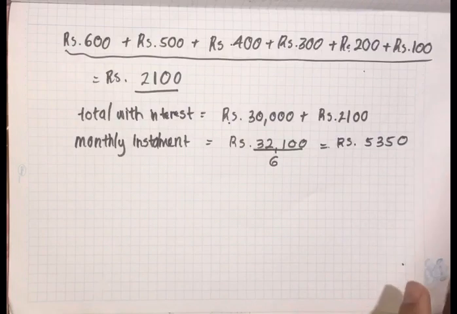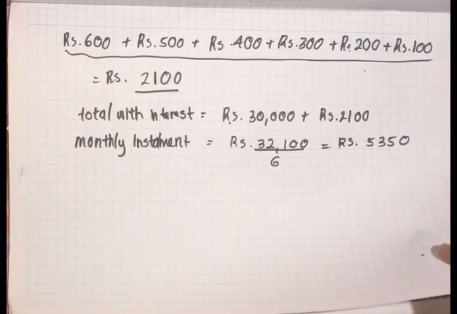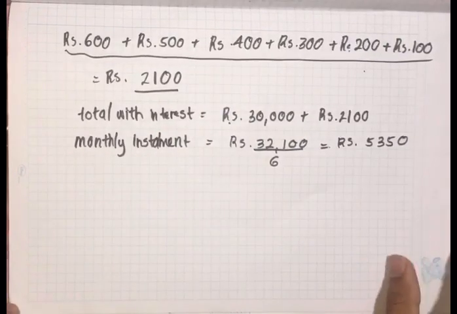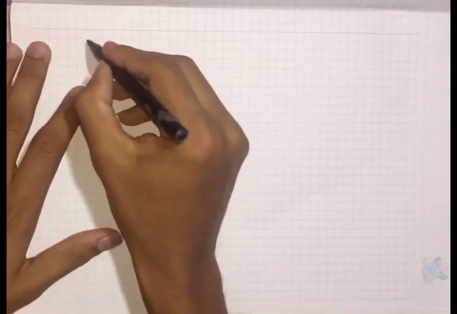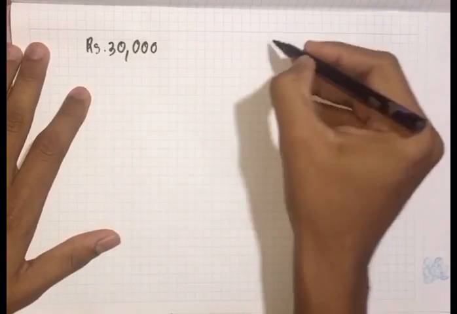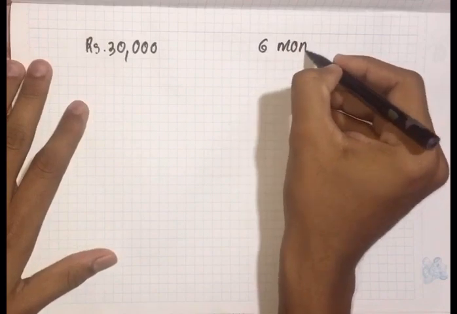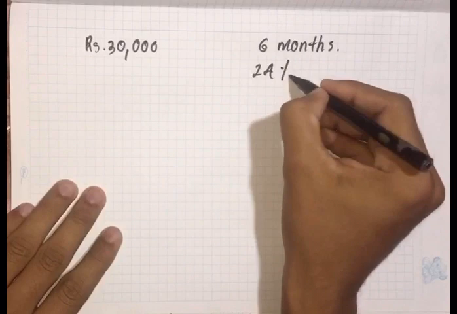Okay. Now I told you there is a shortcut to find this. Let us move on to the shortcut. It is this way. First, you have to pay altogether an amount of 30,000, in how many months? 6 months. Also, you know the annual rate. Annually.